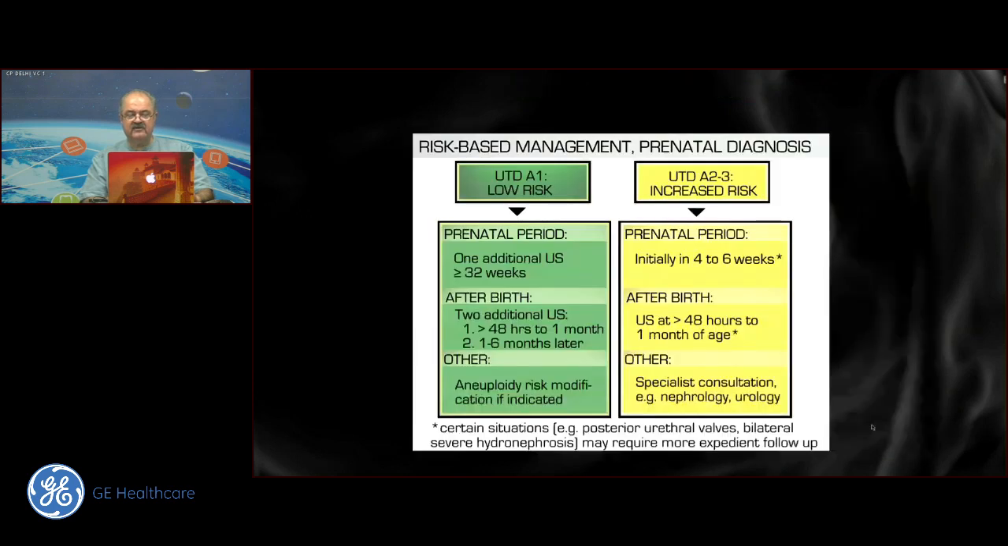So if you had a urinary tract dilatation A1, which is low risk, one additional ultrasound beyond 32 weeks, 2 scans at least 48 hours to a month after birth, at least 48 hours because we know that the kidneys don't function much for the first 48 hours. You might miss obstruction completely. So wait for 48 hours and preferably up to 1 week to a month, and then of course one about 6 months down the line.